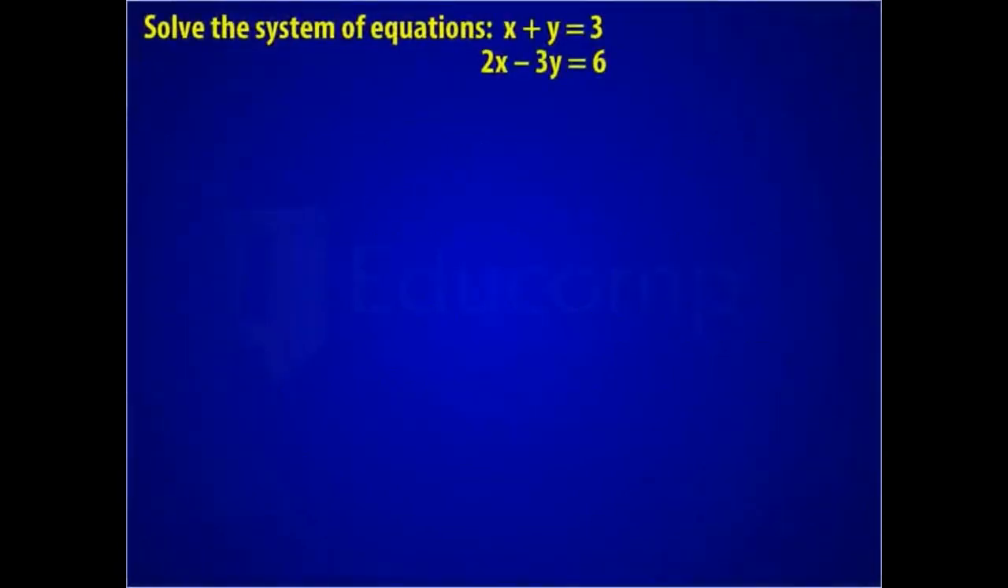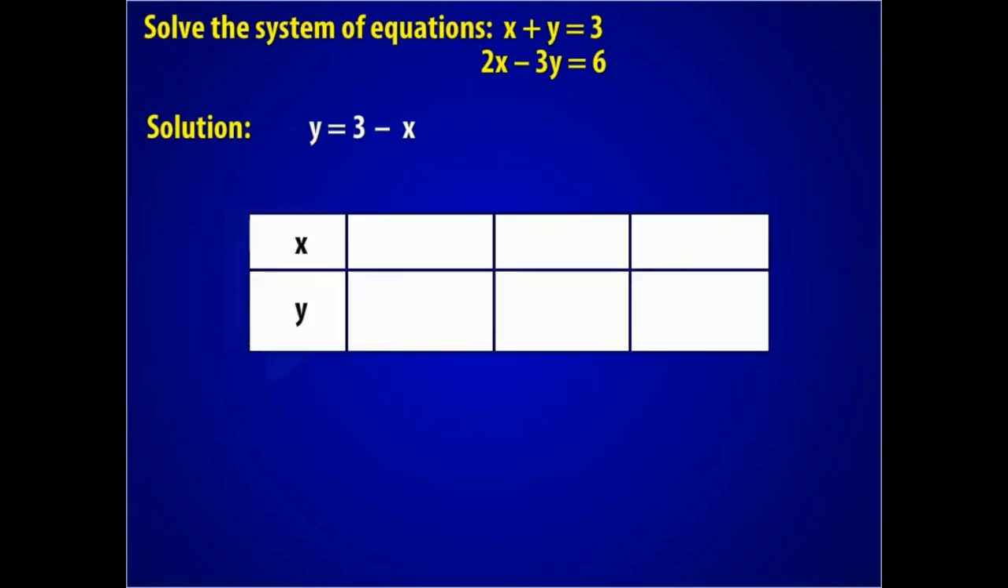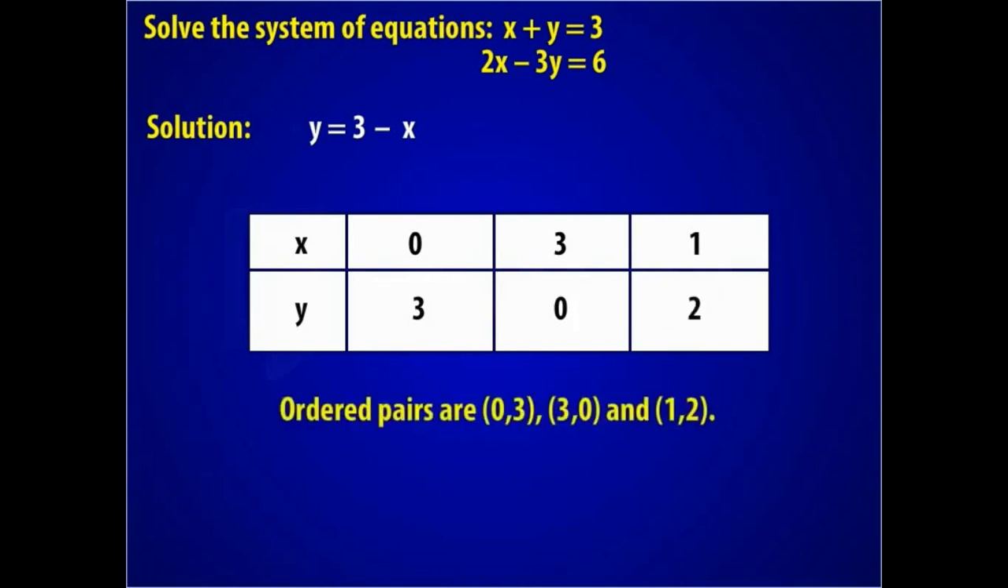Let us solve the system of equations x plus y equals 3 and 2x minus 3y equals 6. First, let us consider the equation x plus y equals 3. This implies y equals 3 minus x. The truth table for the given equation is as follows. The ordered pairs are (0, 3), (3, 0) and (1, 2).